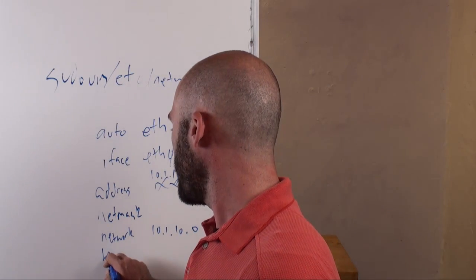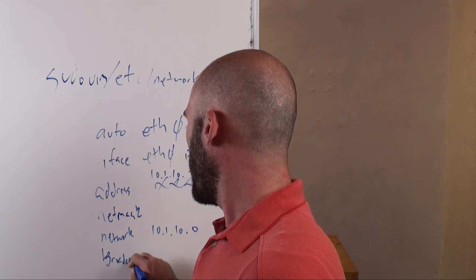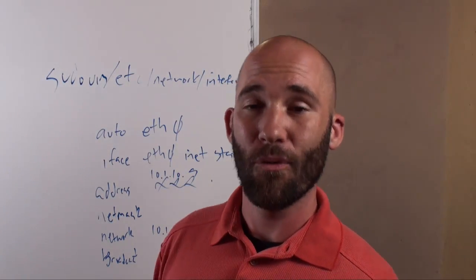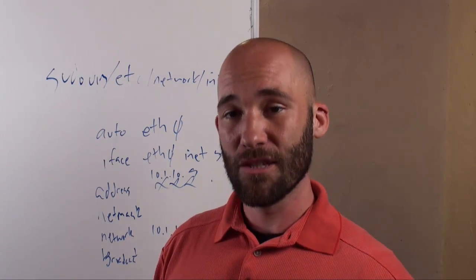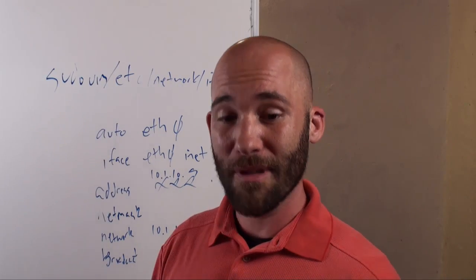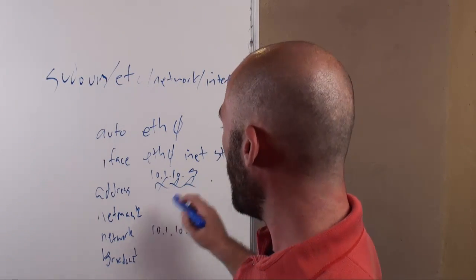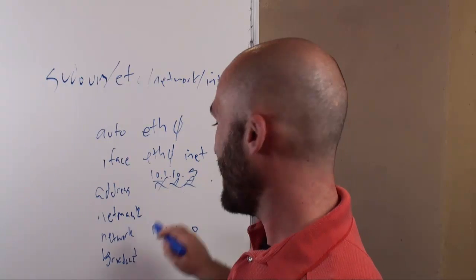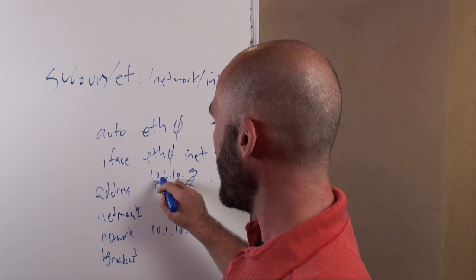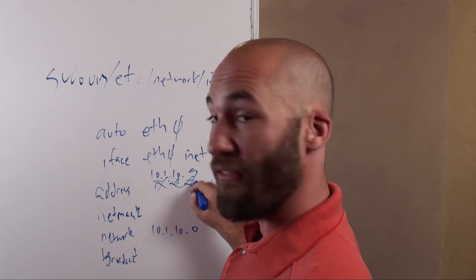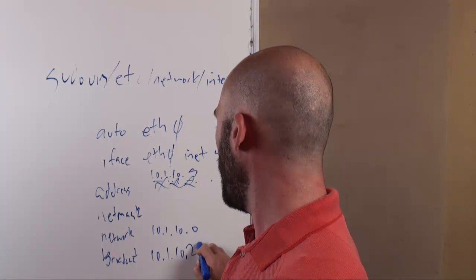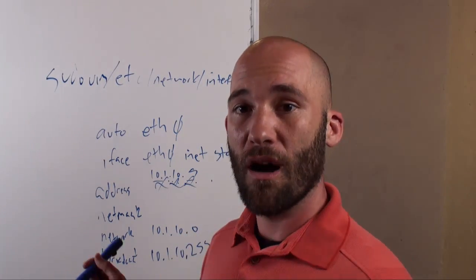Then the broadcast. When you're dealing in the Windows world, you don't normally put in what the broadcast address is. But as long as you're dealing with normal subnets, we'll have another class on subnets. Normally, all you do is take whatever IP address you put into the system, and then you put 255 at the end. So for 10.1.10.5, you would put in 10.1.10.255 as the broadcast address.